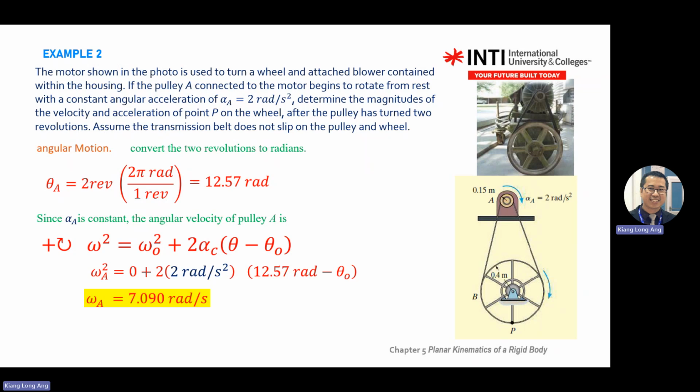Omega 0 is zero because it does not rotate. Alpha, it tells you already, is a constant angular acceleration. So you substitute 2. Theta, you already found. Theta changes after 2 revolutions, the angle changes 4 pi radians, minus the initial. You don't know the initial. Initial is 0. Okay, initial is 0. So from here, you should be able to find your omega A.